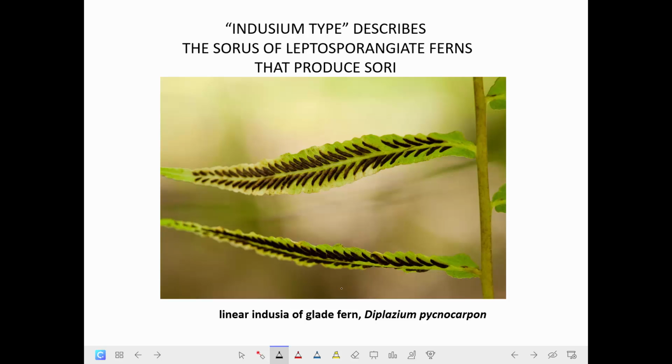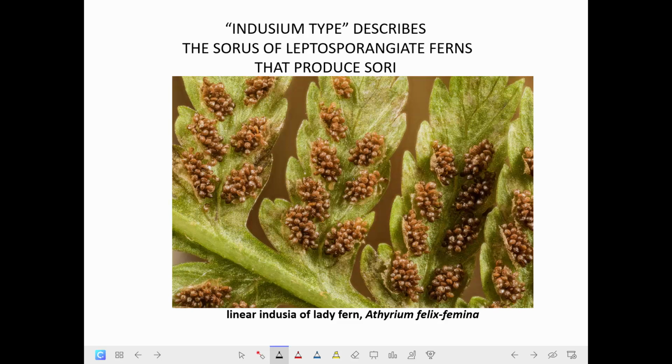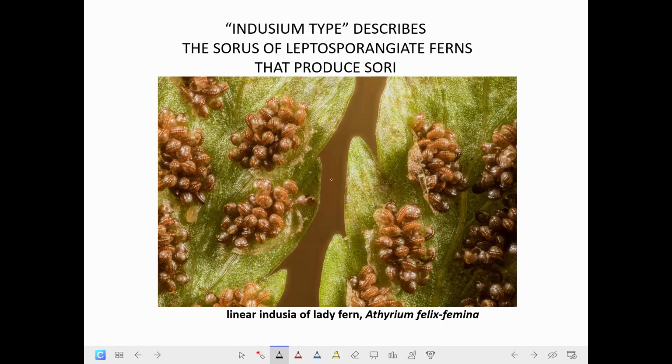Now, here's some others that are differentiated by their shape. So these sori, also the indusia, are long and narrow. And several ferns can be recognized by their long, narrow, linear indusia, like this glade fern. And several other ferns have indusia that are linear, maybe a little bit thick, like this one. Sort of linear. You can see the linear indusium.